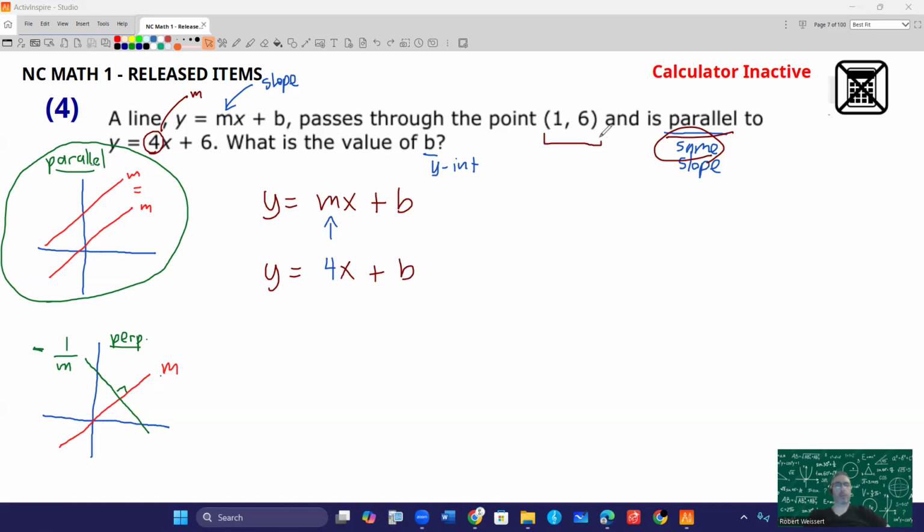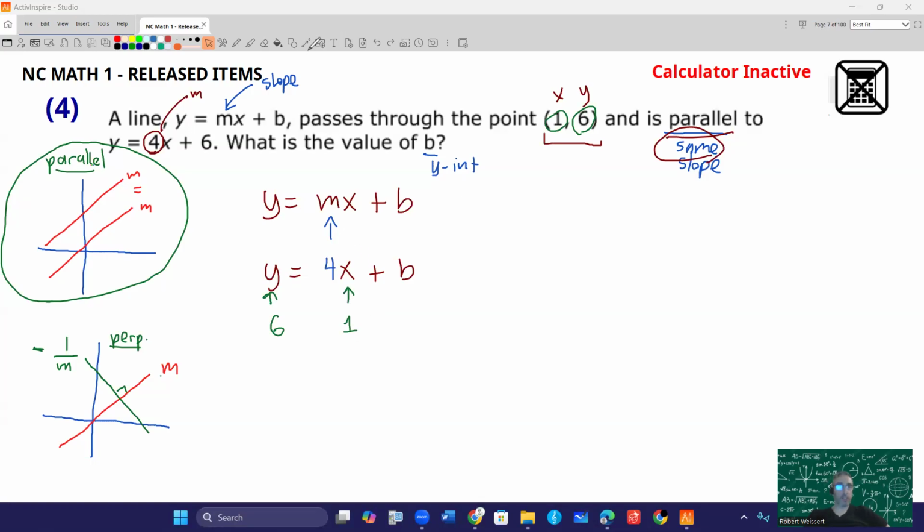Well, go back to this point. That's just an x and a y value. So those are going to get plugged into your formula. You can plug in the y value, that y value being 6, in for the y. You can plug in the x value, that x value being 1, in for the x.